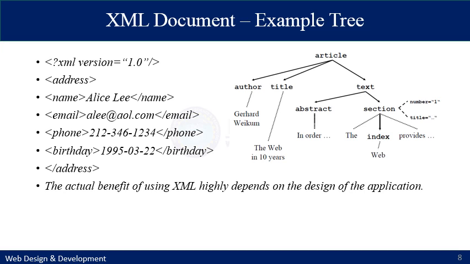So this slide shows the XML document example tree. Each XML file starts with the XML version information. Most common is XML version 1. And then there will be tags, as in this case the main tag is the address, and then we have name, email, phone, birthday tags, each specifying some information, and finally closing the address tag. The actual benefit of using XML highly depends on the design of the application.